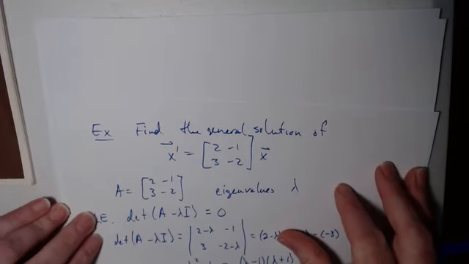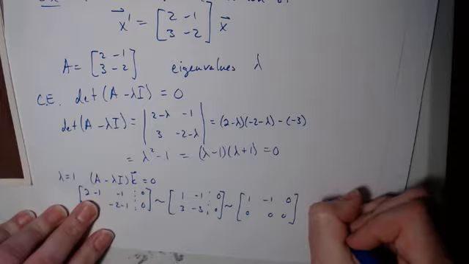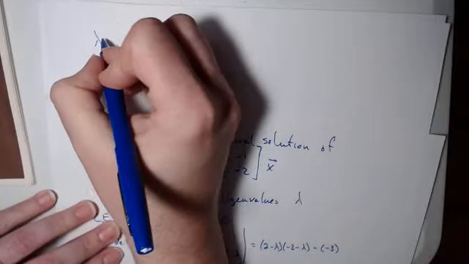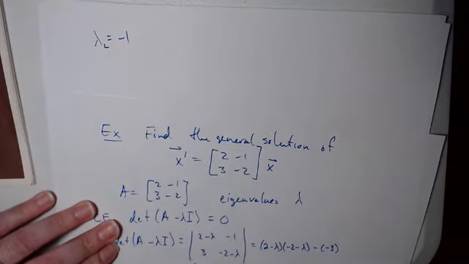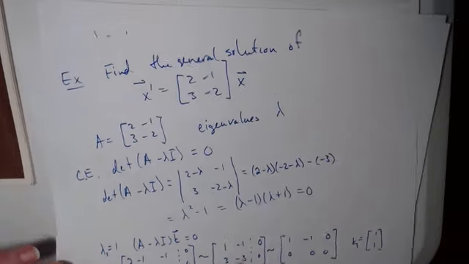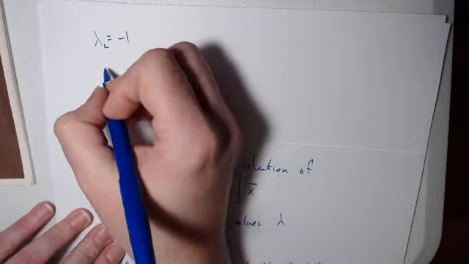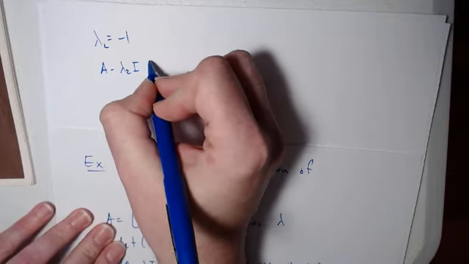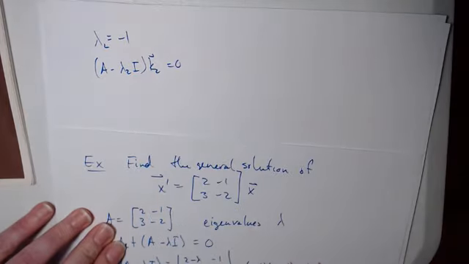So then let's figure out what happens with lambda 2. Sorry, I should have called that k1. So to find k2, we set lambda equal to negative 1. So that's lambda 2. We'll call that one lambda 1 while we're at it. So lambda 2 equals negative 1. So A minus lambda 2 I times k2 must be equal to 0.